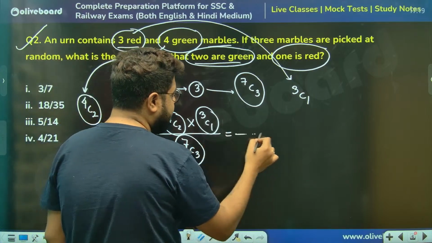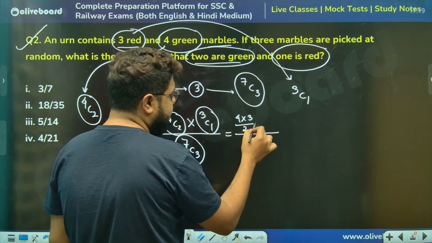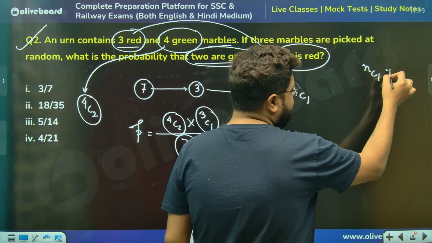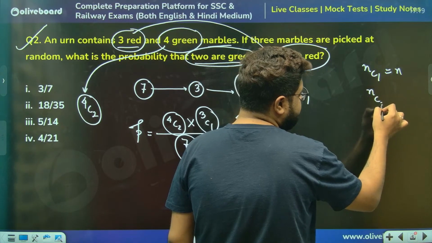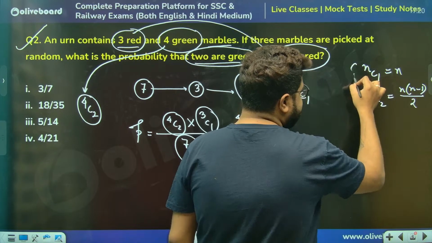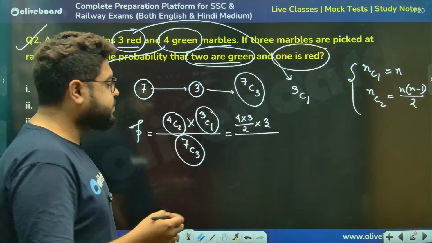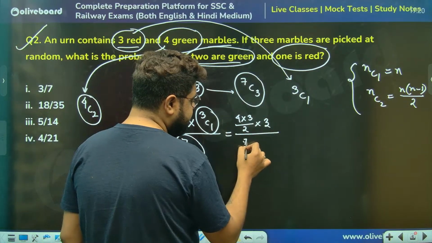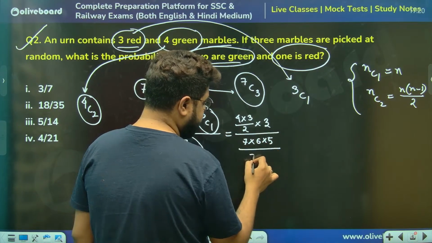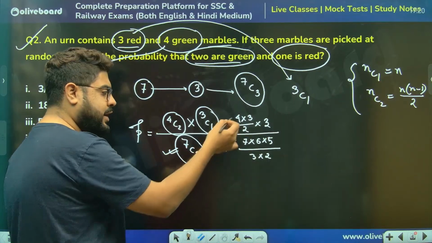Let's calculate, sir. Anything NC2 is 4 into n minus 1, that is 3 by 2. And anything C1 is 3 only. Remember this. NC1 is always n. NC2 is always n into n minus 1 divided by 2. Actually, if you do some calculations, these things come, so we generally recommend you remember if possible. And this is 7C3: 7 into 6 into 5 divided by 3 into 2. You just break it down according to the definition, you will get this.